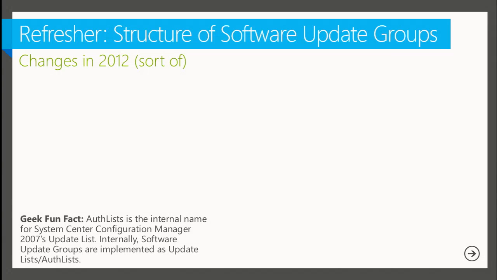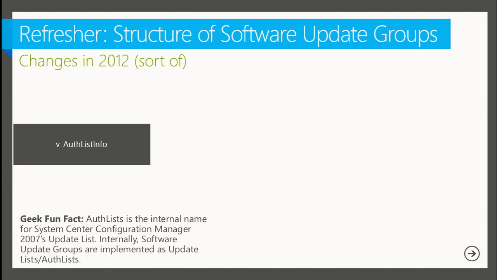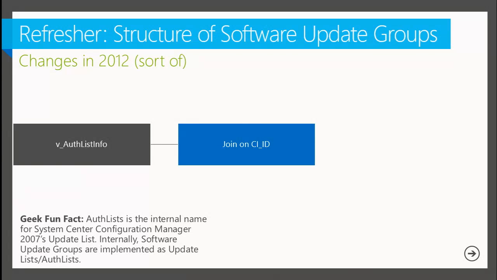And a little geeky fun fact for you, software updates are called auth lists because that goes back to the update lists in 2007. Software update groups are just an implementation of an update list. But they look like a new feature in the console. But in reality, you have auth list info. That is your software update group. So it's an example of a view that looks nothing like the console's name for the object.